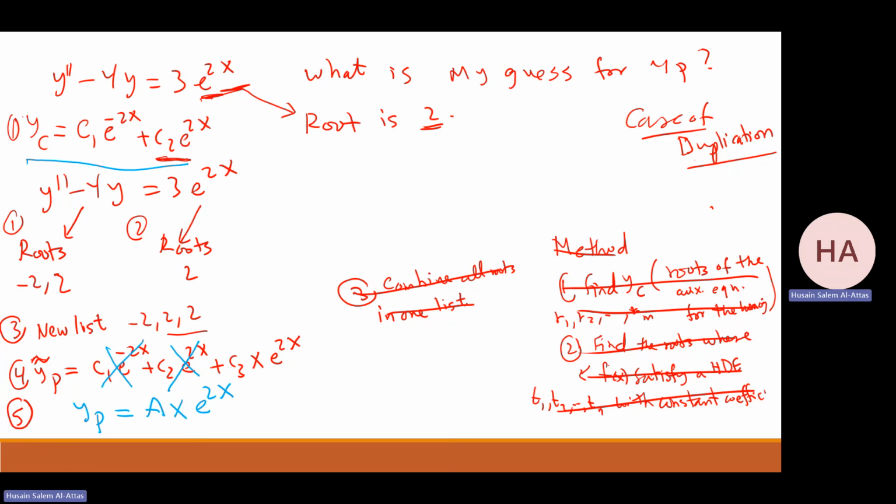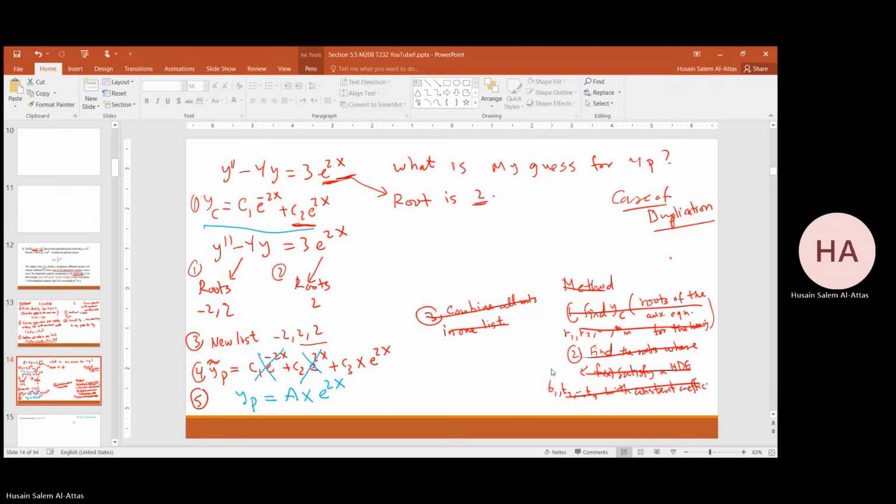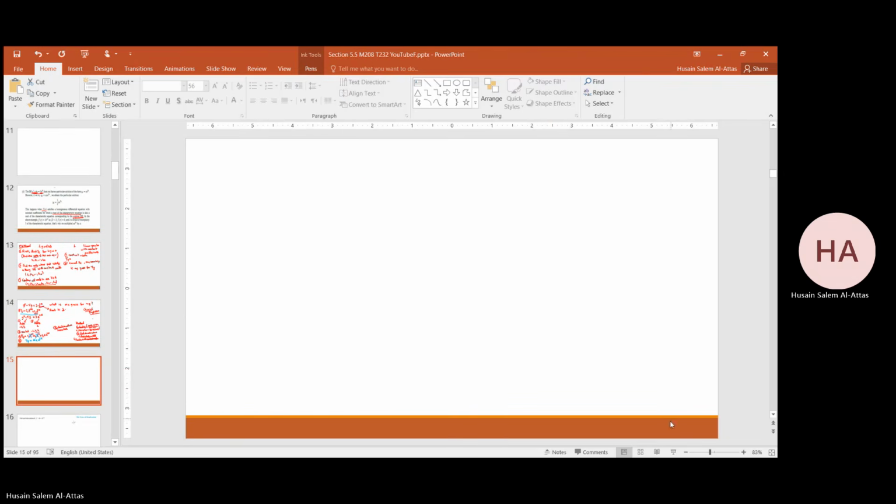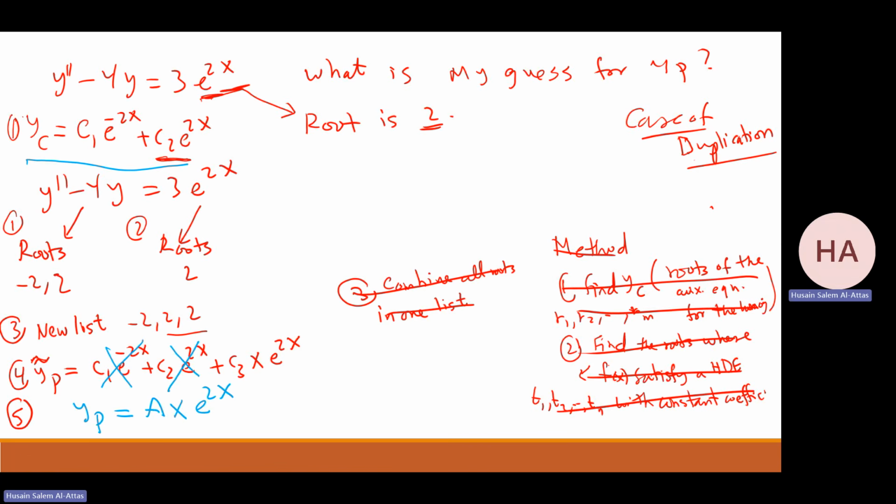I wish it's clear. Let me do one example in details. Now I have my yp is A x e to x. By the way, what's the equation? y double prime minus 4y equals 3 e to x.